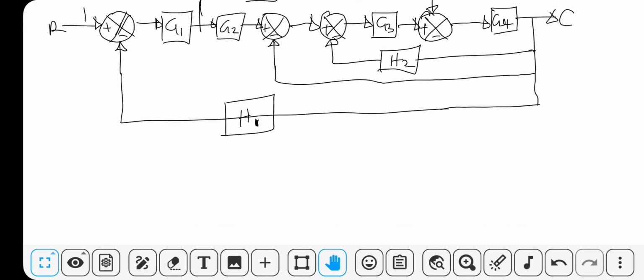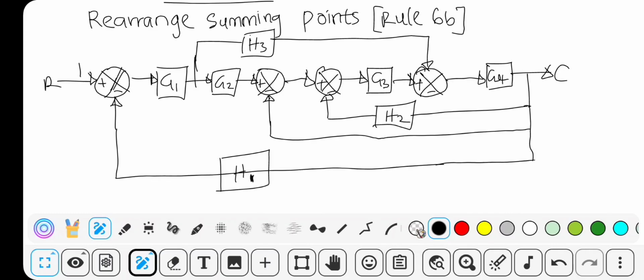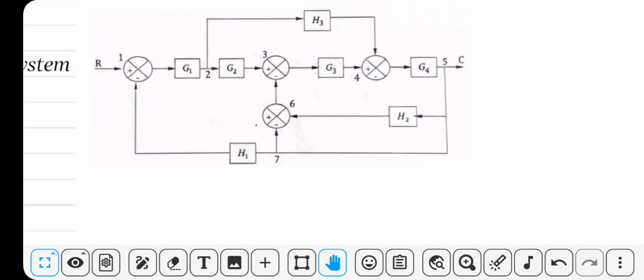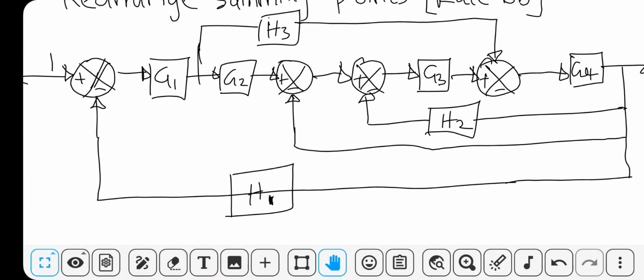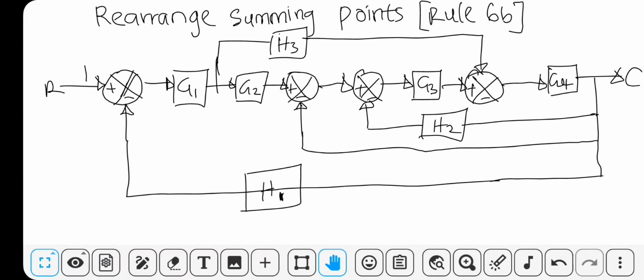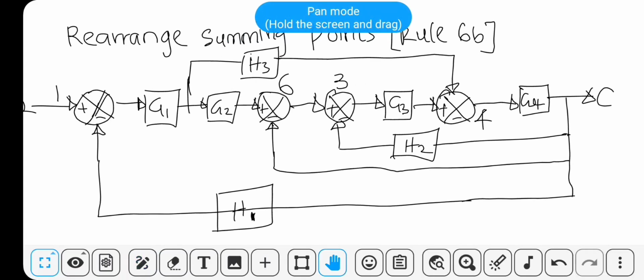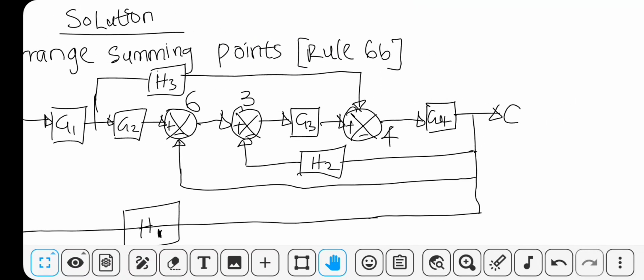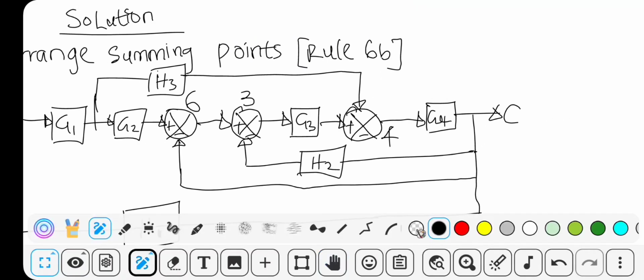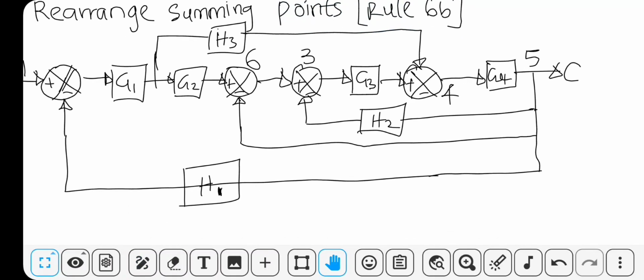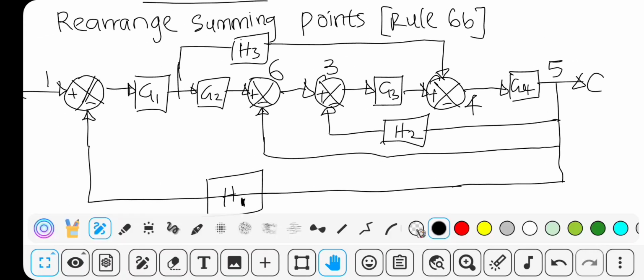So the next rule we are going to apply, from the question we can see numbers attached to the block diagram, so I'm just going to add them back. So this is summing point 6 and 3, then this is for 4, then this is takeoff point 5, and this is takeoff point 2.